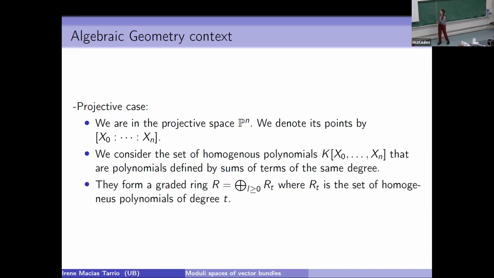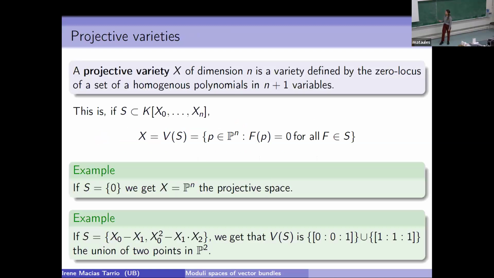But now, as I told you, we study projective varieties. So now we work not in the affine space but in the projective space, where the points will be denoted by these coordinates. And we study homogeneous polynomials, which are sums of terms of the same degree. They form another ring, which fixes the set of polynomials of the same degree. So by studying the zeros of homogeneous polynomials, we get projective varieties. The idea is the same as in the other case, but now in the projective space.